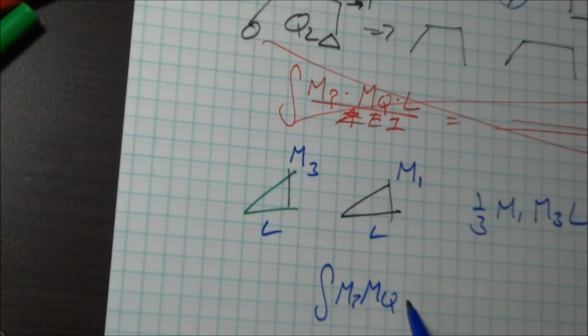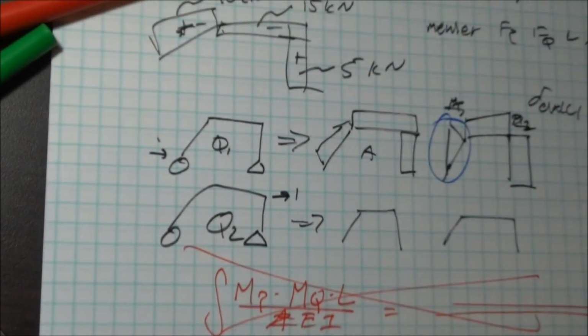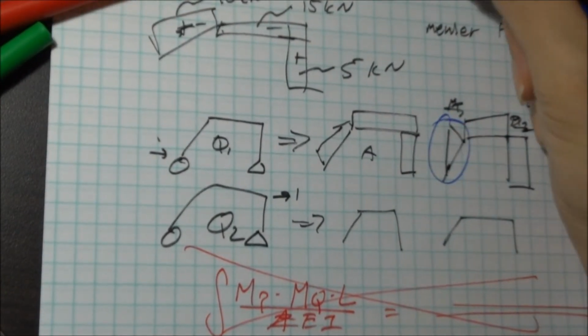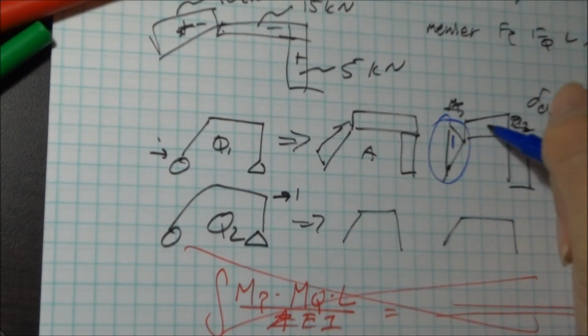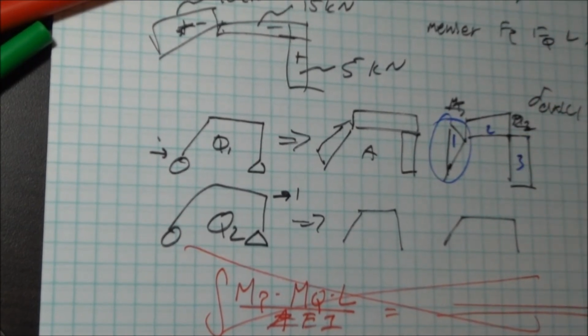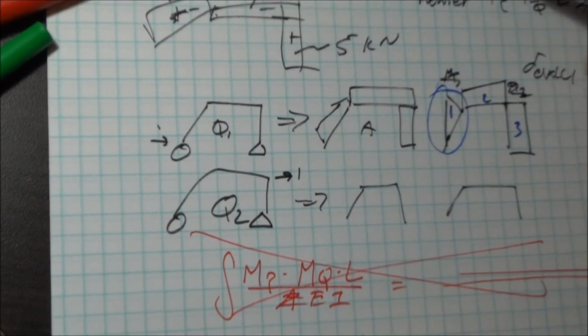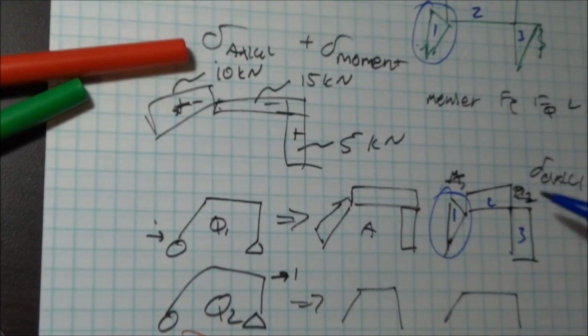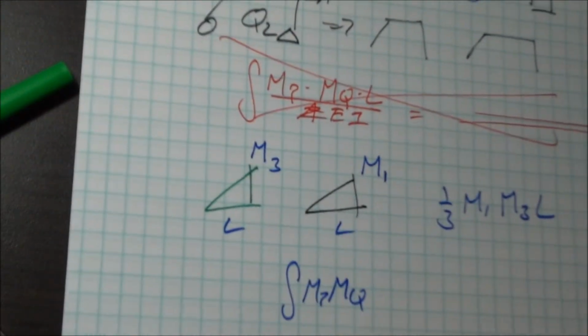Once I have that, I need to do this for all three components, right? So this is 1 and 1. This was 2 and 2. This was 3 and 3. I would multiply 1 and 1 together, 2 and 2 together, 3 and 3 together. Add those together, just like I did for my axial force.